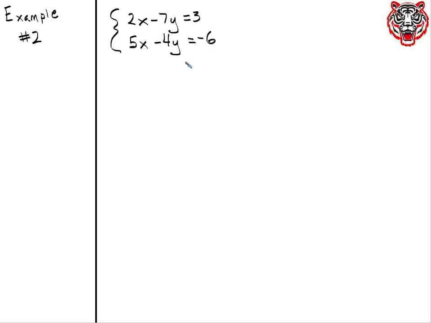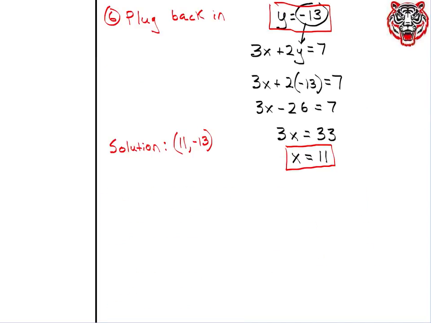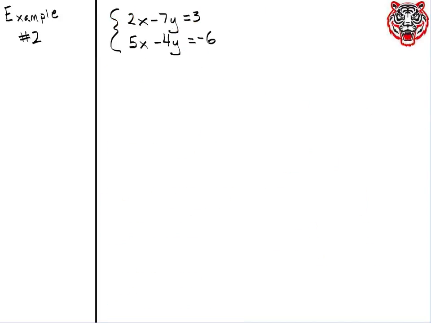All right, so let's go back. Our first step, line up the variables. Are our variables lined up here? X and y, we're good. Step 2, magic parentheses. I'm going to put parentheses around all of this, and then I have to figure out how to cancel these out.